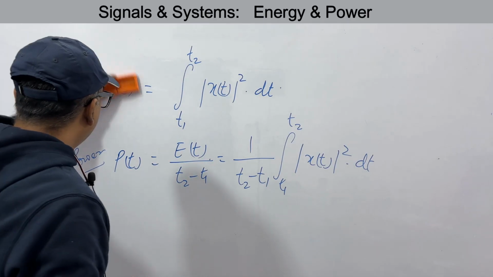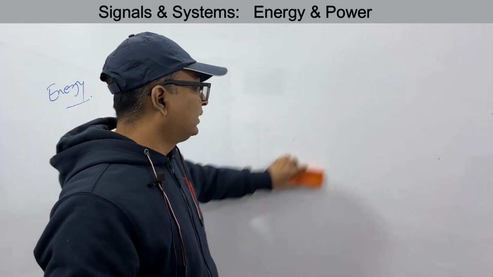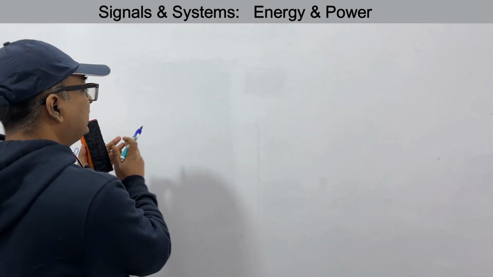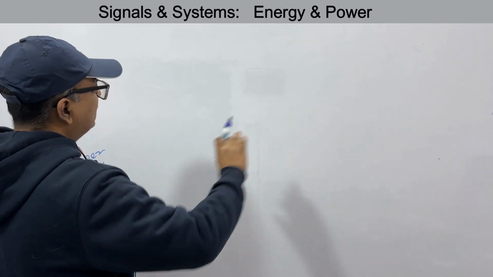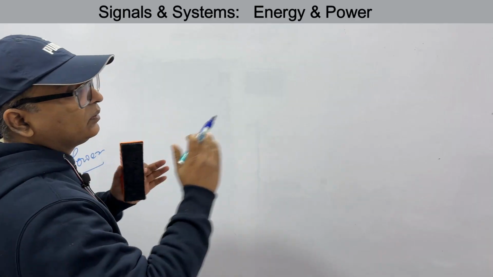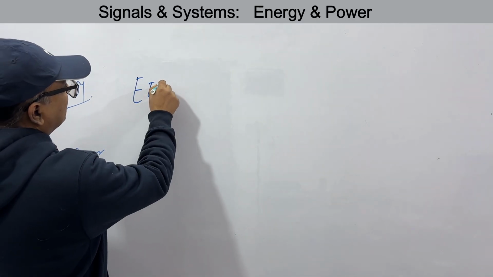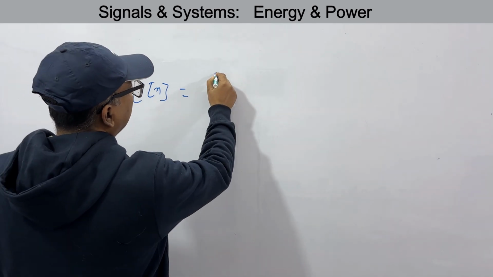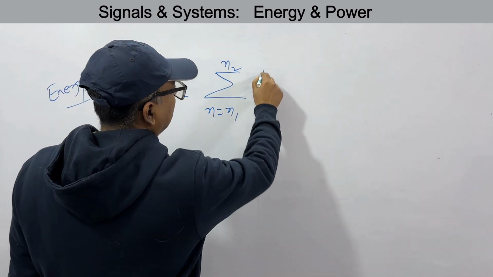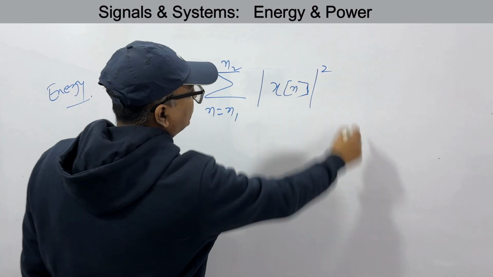Now the same thing for discrete systems. In continuous time signals we integrate. You have studied integration, you know, for continuous time, integration means all the area covered under the graph between this point and this point. In case of discrete signals, what we'll do is add all the values. Simple. So energy will be, let's write it like this, summation from n equal to n1 to n2 of mod of x[n], squared.